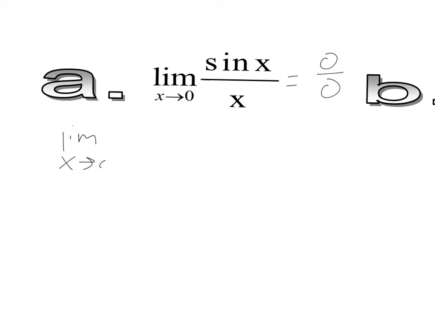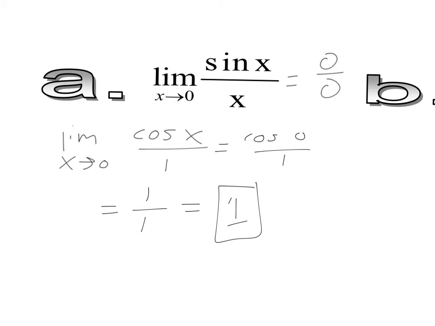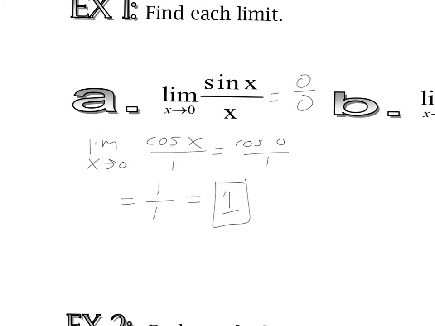The limit as x approaches 0, the derivative of sine x is cosine x, and the derivative of x is just 1. Now you can evaluate this limit pretty easily. If you plug in a 0 here, you get the cosine of 0 over 1, and the cosine of 0 is obviously 1, so this whole thing is 1 over 1, which is 1. That's why we can always just take this expression and say it equals 1. It's one of our rules that we learned at the beginning of the school year.